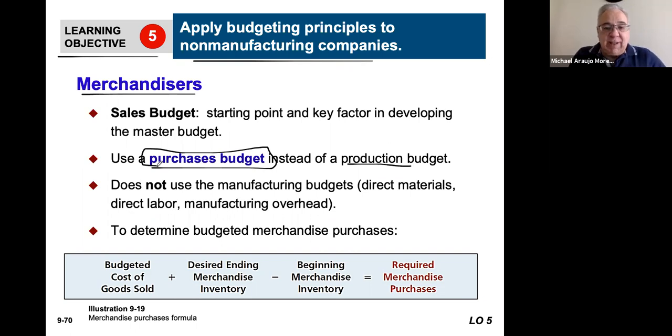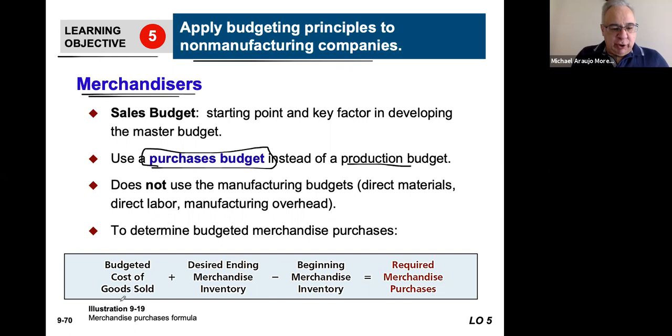And so basically speaking, merchandisers are different in that they do not produce, right? They simply buy. So none of the production and manufacturing budgets are going to play a role in how a merchandiser looks at this stuff.